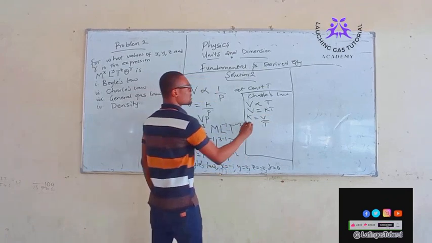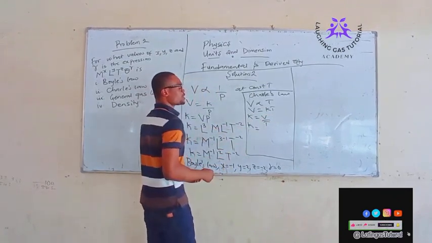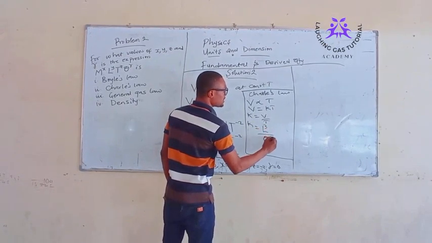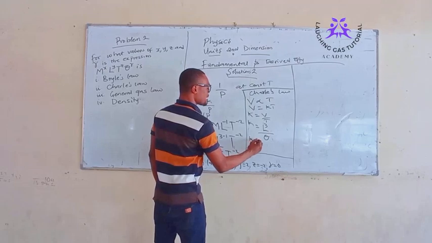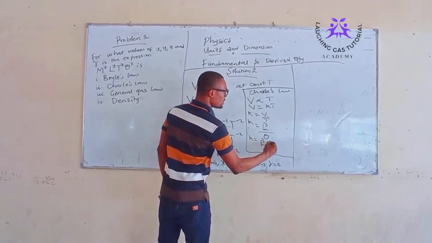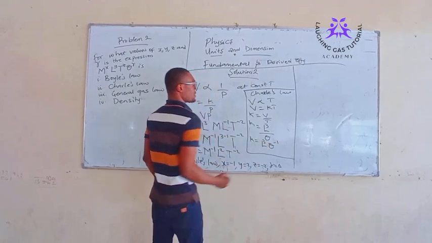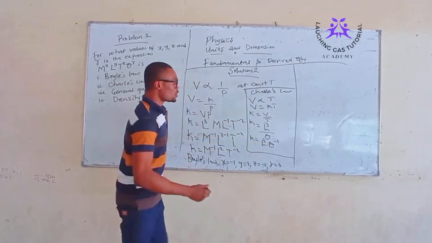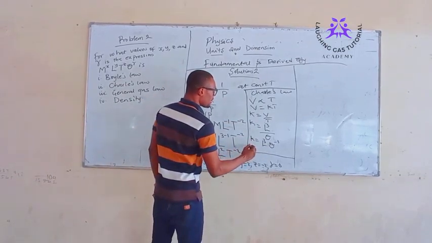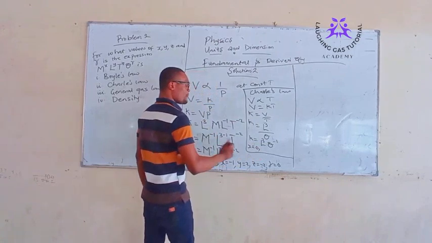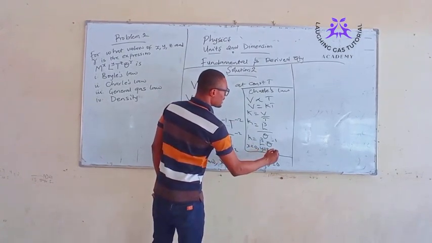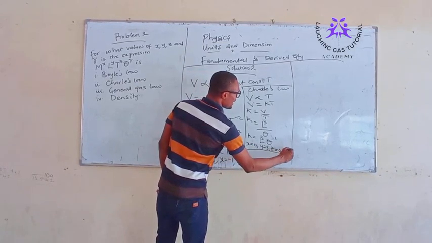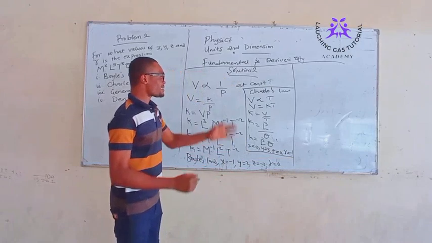The next thing is I'll start inputting the dimensions. The dimension for volume is L cubed, and the dimension for temperature is theta. So K is equal to L cubed theta negative 1. That's theta inverse. Automatically, there is no term in M and there is no term in T. So for Charles' law, X is 0 since there is no term in M, Y is 3, and Z is 0 since there is no term in T, and then gamma is minus 1. So that's as simple as that.